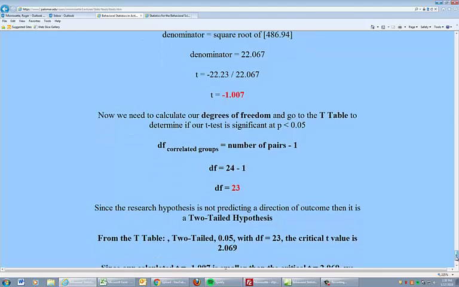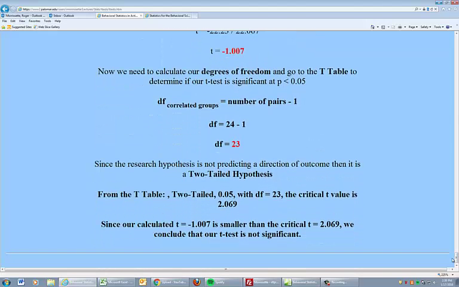In this experiment, the hypothesis was two-tailed because there was no prediction. They just want to see if massage had an effect, good or bad. They didn't know. It's a two-tailed hypothesis. It's still at 0.05. Degrees of freedom are 23. In this case, the critical t-value is 2.069. So that is larger than the calculated value up here. So we say that this t-value is not significant.